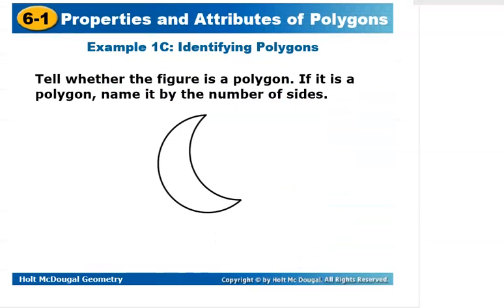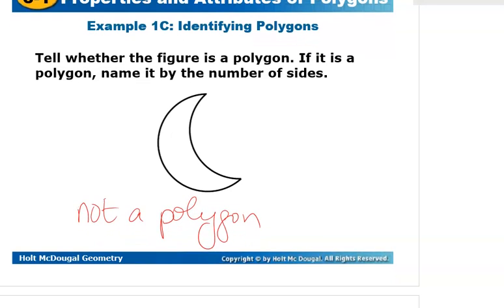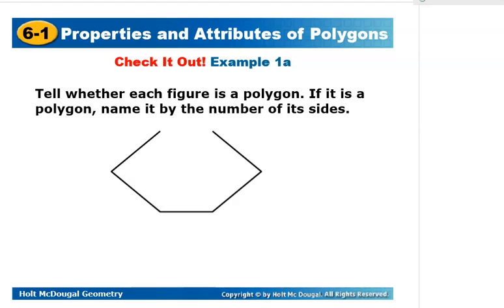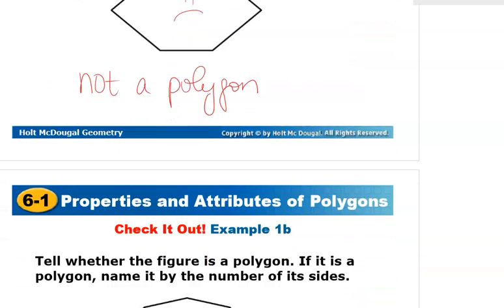Okay, what about this one? Is it enclosed? Yeah, I don't see any openings. And is it not curved? Ooh, it's very curvy. So no, it's not a polygon. And since it's not a polygon, I can't name it. So that's it. No, it's not a polygon. Okay, what about this one? Is it closed? No, there's an opening right here. So that is not a polygon. And I can't name it if it's not a polygon, so that's it.